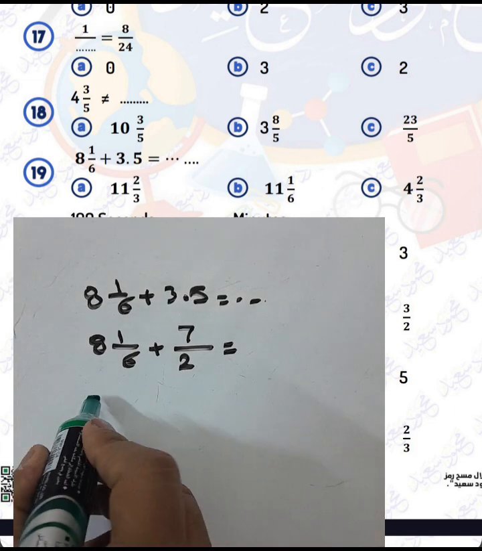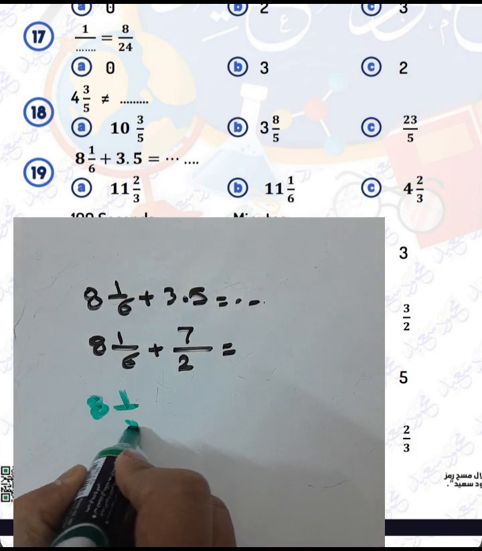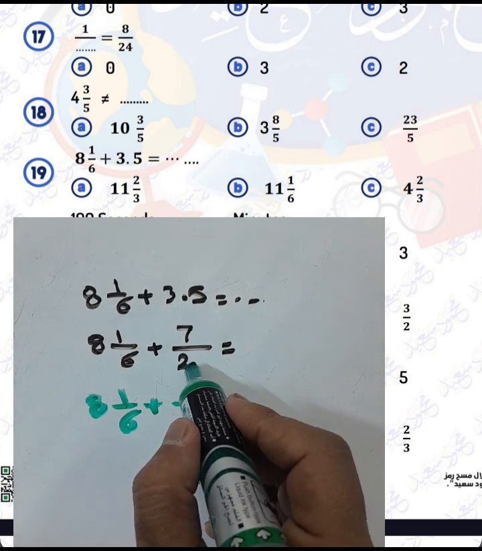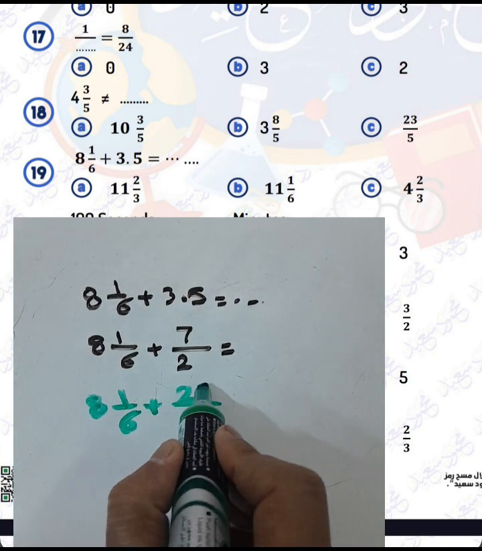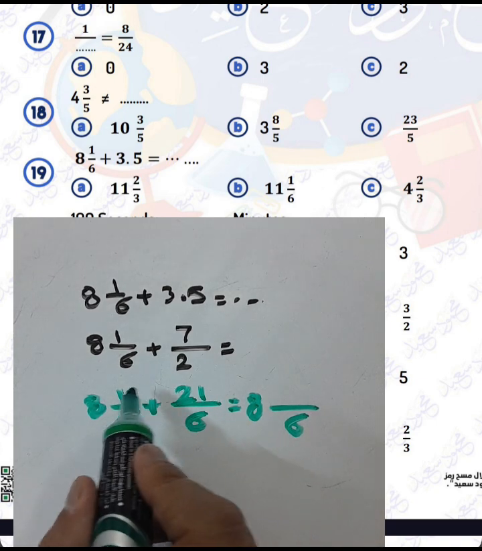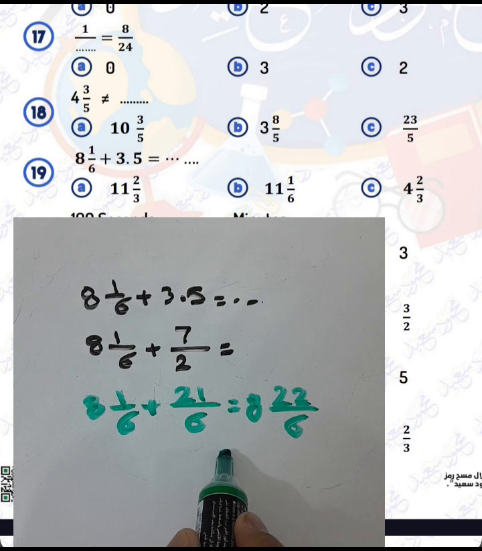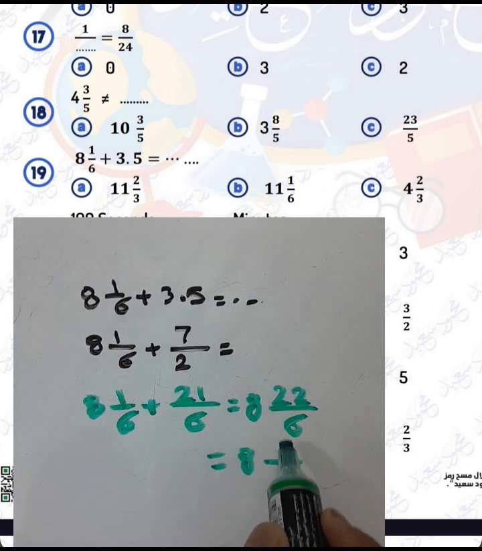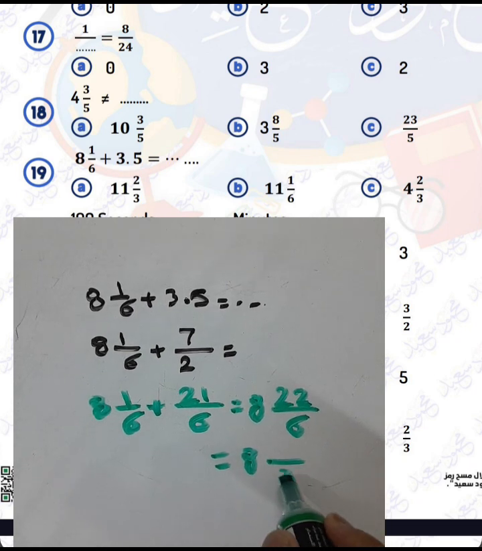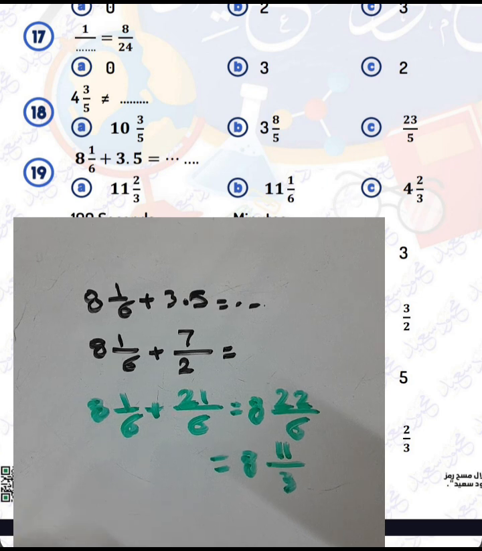Then you can write 8 and 1 over 6 plus, write 6 in denominator. 2 times 3 equals 6. 3 times 7 equals 21. And then write 8 and 6 in denominator. 21 plus 1, it will be 22. And then you can simplify it by dividing numerator and denominator by 2. 6 divided by 2 equals 3. 22 divided by 2 equals 11. Then the result will be 11 over 3.